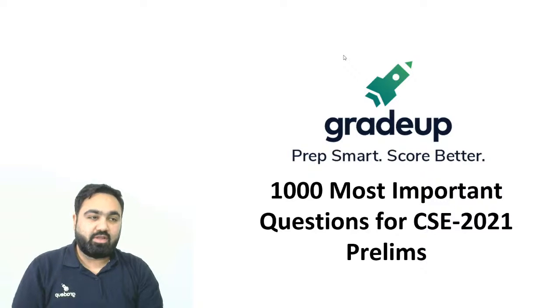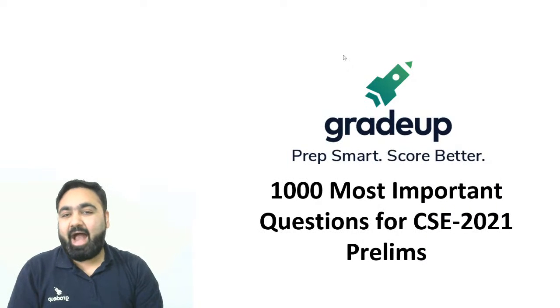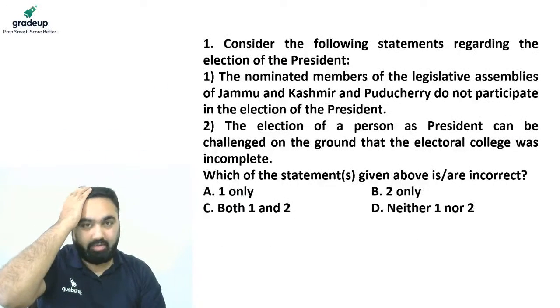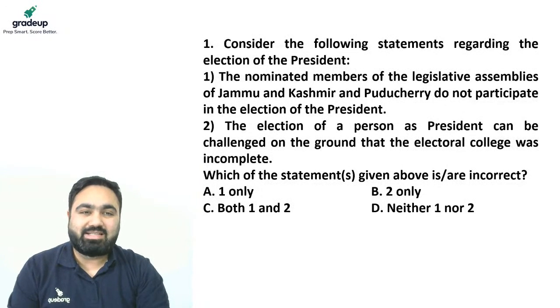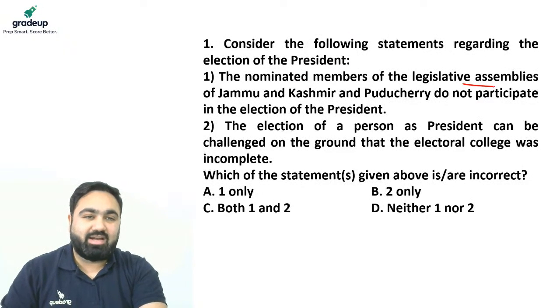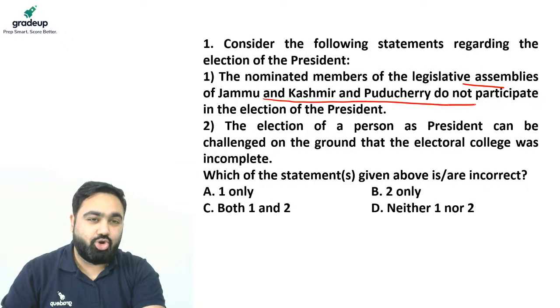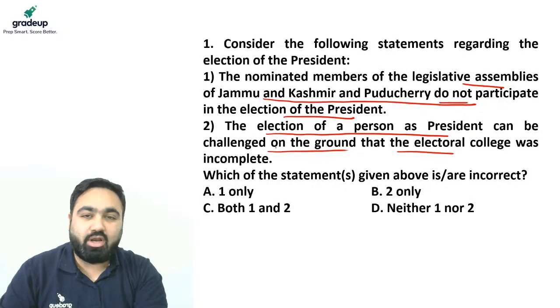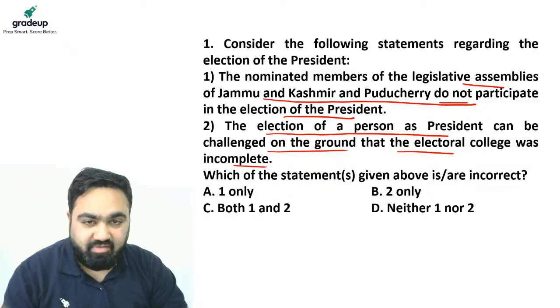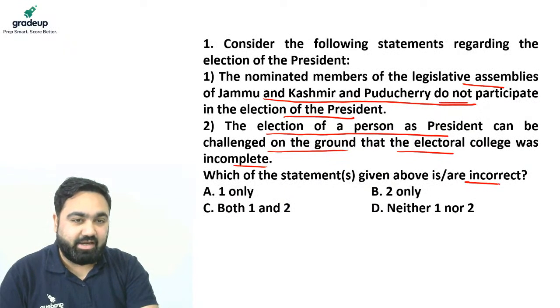Let's begin the session with question number one. I will be showing you the questions here and you will have to write the answers in the chat. Which of the following statements are correct about the election of the president? Number one, the nominated members of legislative assemblies of Jammu and Kashmir and Puducherry do not participate in the election of the president. Second, the election of a person as president can be challenged on the grounds that the electoral college was incomplete, that some members were missing, that some members' seats were vacant. Which of these is incorrect?